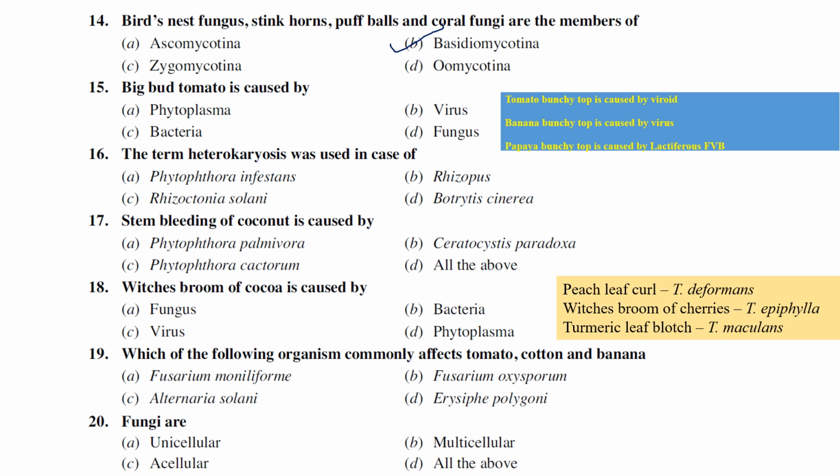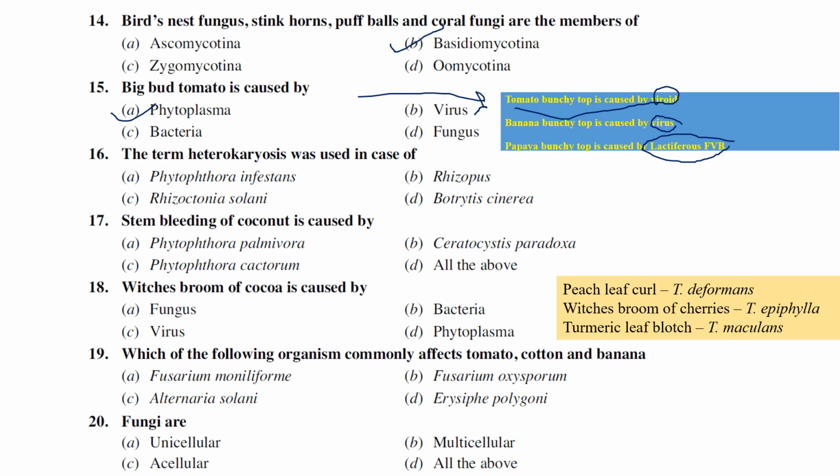Big bud of tomato is caused by Phytoplasma, virus, bacteria, fungus. Big bud of tomato is caused by a phytoplasmal pathogen. And for our understanding, I have given some other confusing things when it comes to bunchy top. Tomato bunchy top is caused by a viroid, whereas banana bunchy top is caused by a virus. Papaya bunchy top is caused by a fastidious vascular bacterium. So these are little variations when it comes to bunchy tops.